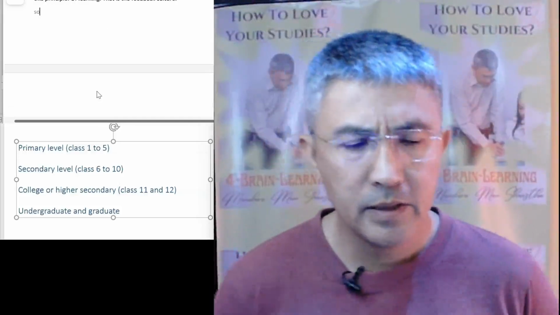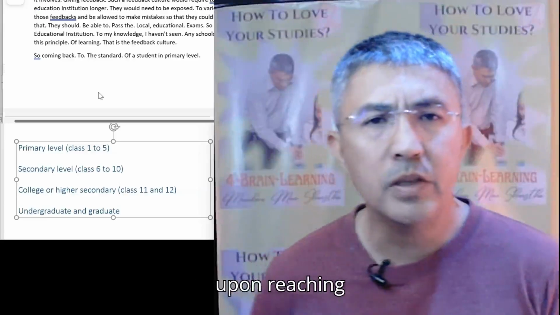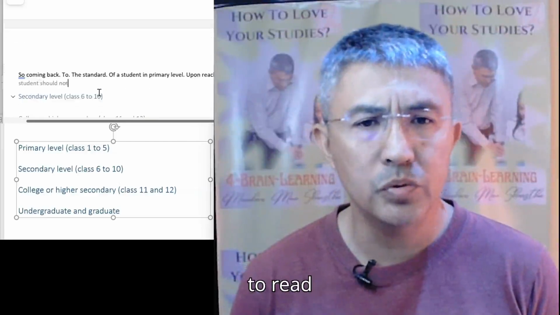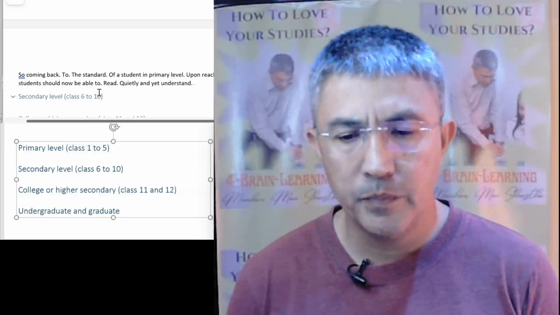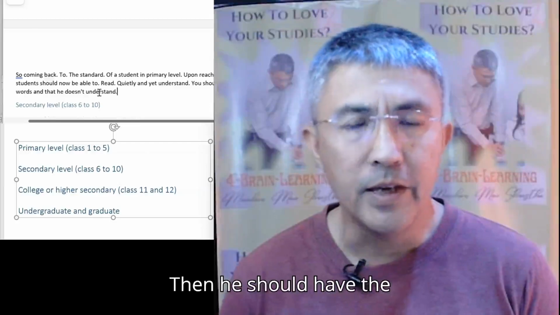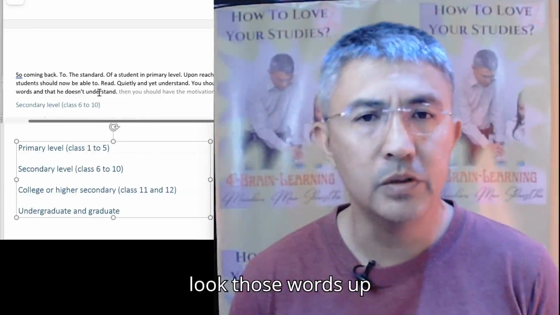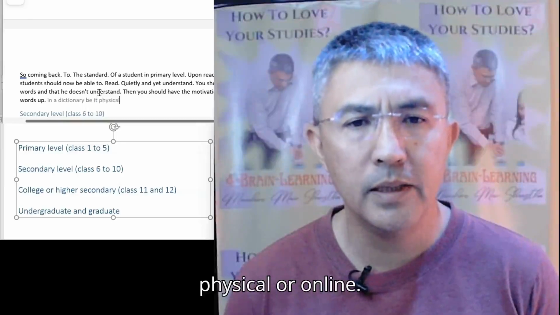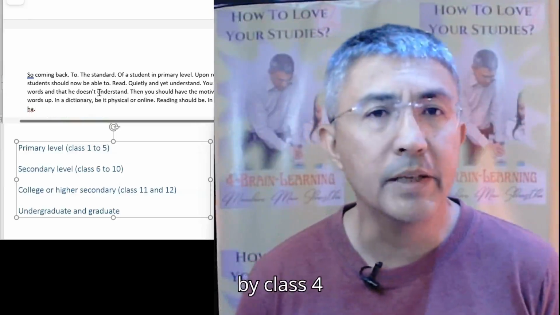So coming back to the standard of a student in primary level, upon reaching class 3 and 4, the student should now be able to read quietly and yet understand. He should be able to recognize words that he doesn't understand. Then he should have the motivation and skills to look those words up in a dictionary, be it physical or online. Reading should be in full gusto by class 4.